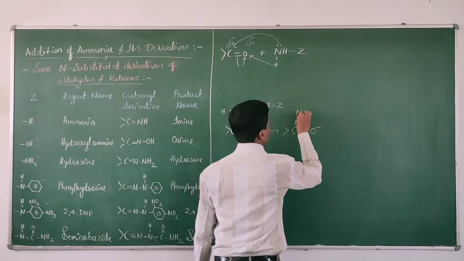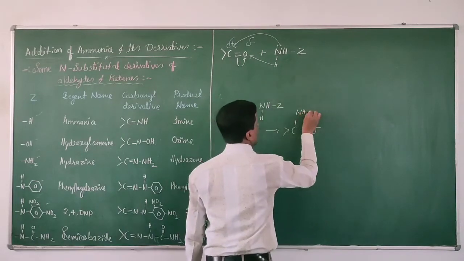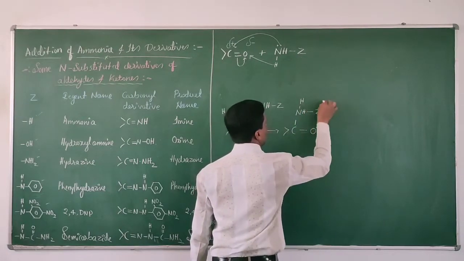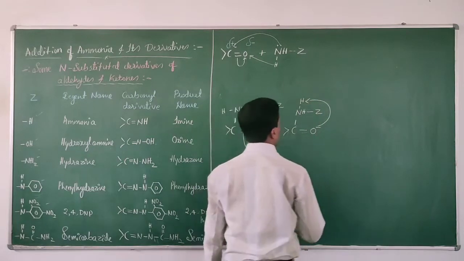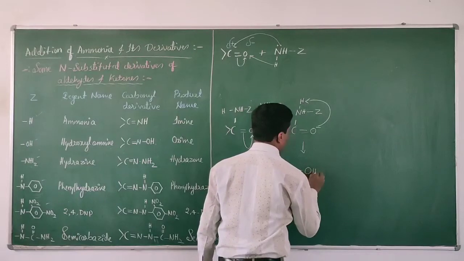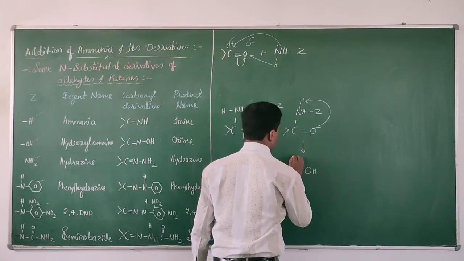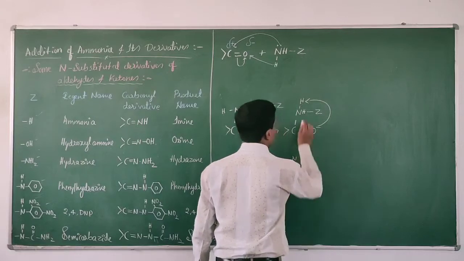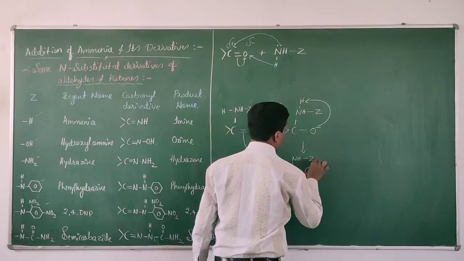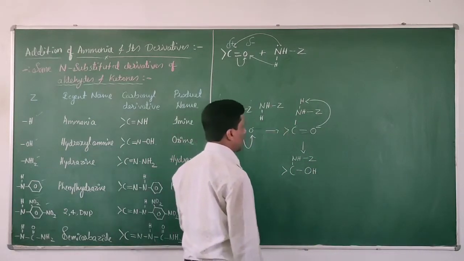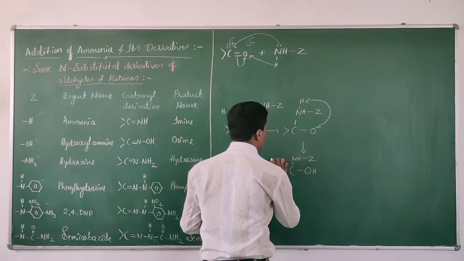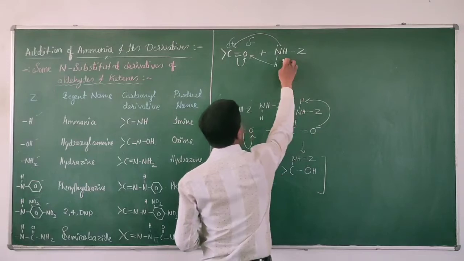Now, NHZ, here one nitrogen is there. Because of this, this negative charge attacks on this H. Then we will have OH, N, H, Z. We are having this one now. This is the intermediate.